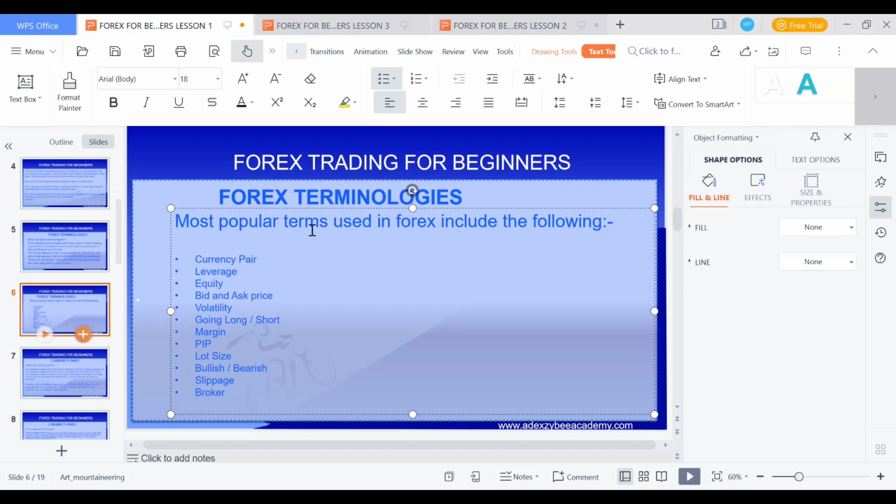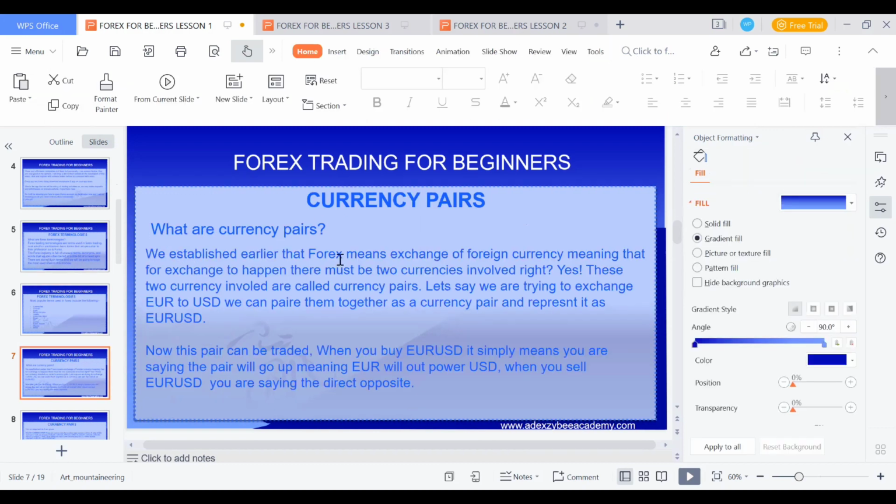Now, what are currency pairs? We established earlier that forex means exchange of foreign currency. Okay, and that means that for an exchange to happen, there must be two currencies involved. If you want to change a particular currency to US dollar, you need the currency to change to the other currency. It's just straightforward. You cannot perform an exchange with only one currency. It doesn't work that way.